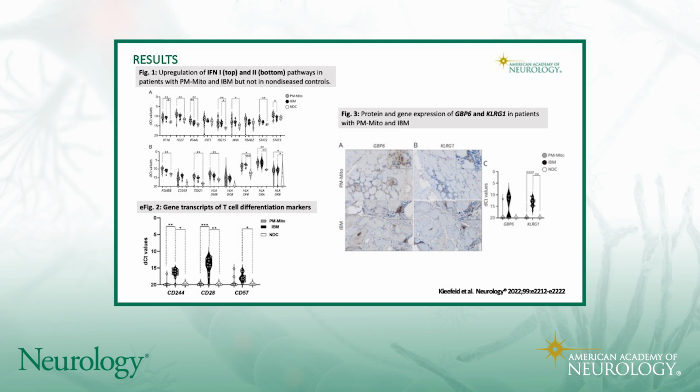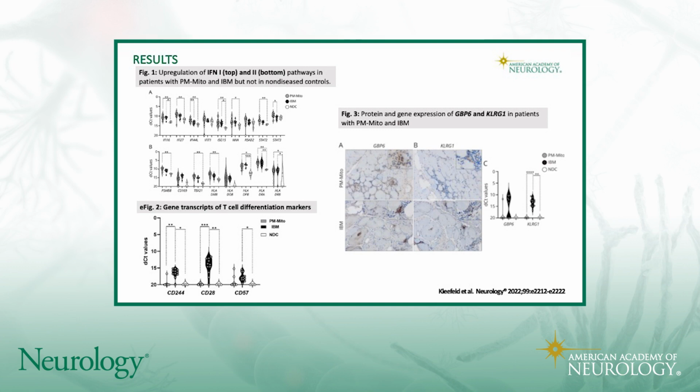And in figure 1, they have this panel of 41 genes that they want to know the expression level for in patients in these 3 groups. In figure 1, they include only those genes from this panel that are related to the interferon pathways. So figure 1A is interferon 1, and figure 1B is interferon 2.